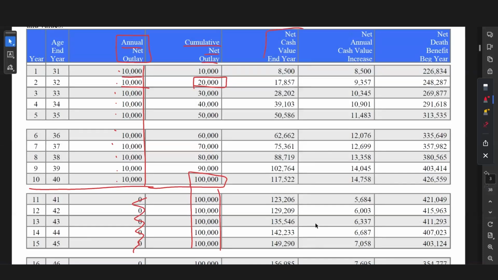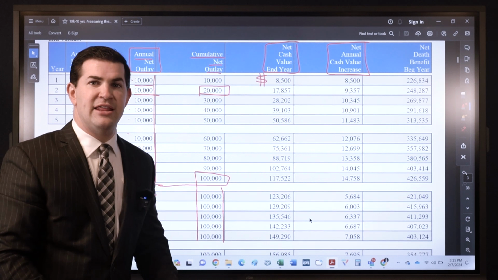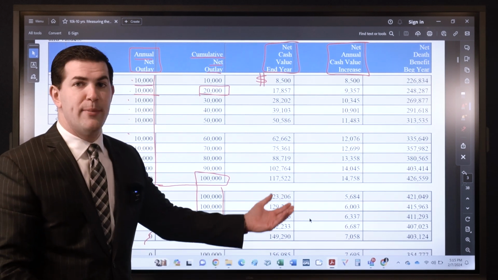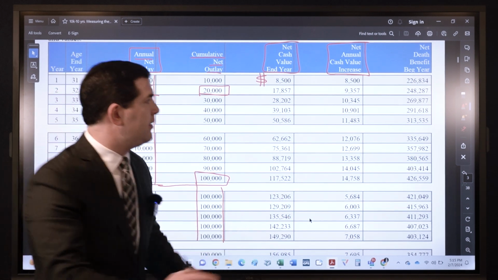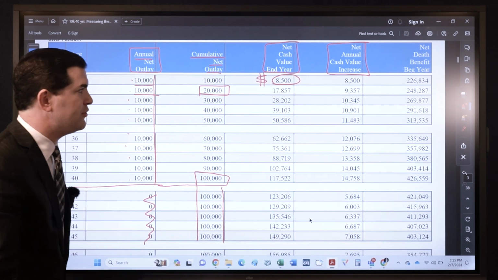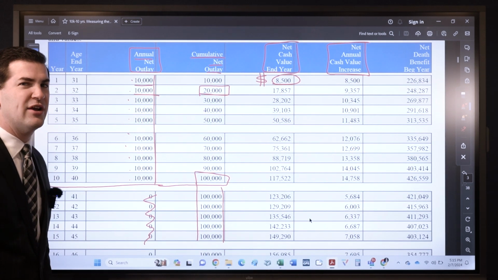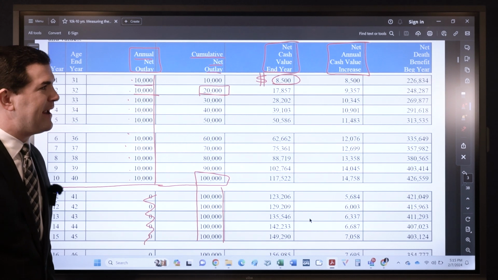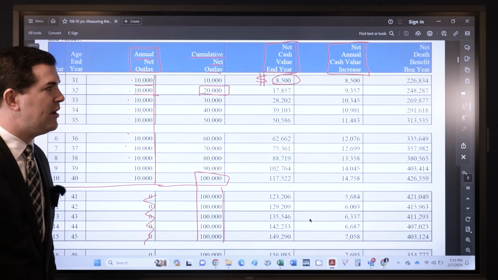Then we have net cash value. That's easy. That's your money column. Then we have net cash value annual increase. So when you see this column, what do you think of? I think this is what my money is growing by each year. The first year, your cash value is $8,500. Does that mean your cash value increased by $8,500?